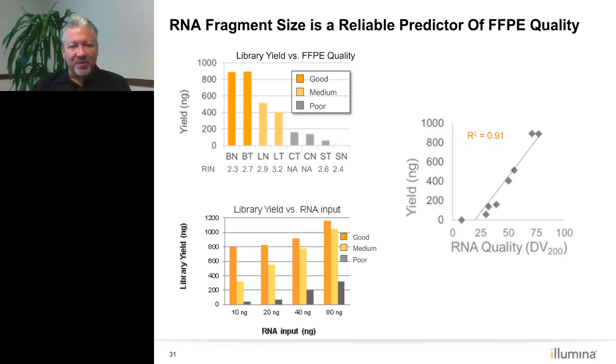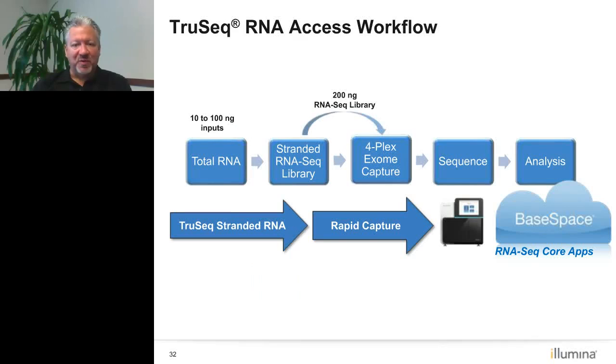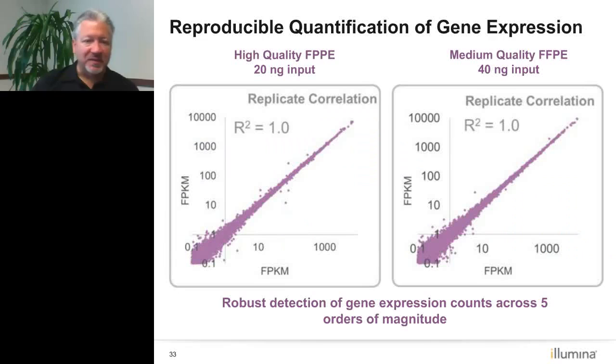So you can see that with the poorest quality samples, if we go up to 80 nanograms of input, we can get above that 200 nanogram output quite readily, and that allows us to then move forward into the enrichment. So that's the goal of this part of the sample prep process. Like I said, we generate 200 nanograms of RNA-Seq library. We then use that in the exome capture process and are ready for sequencing.